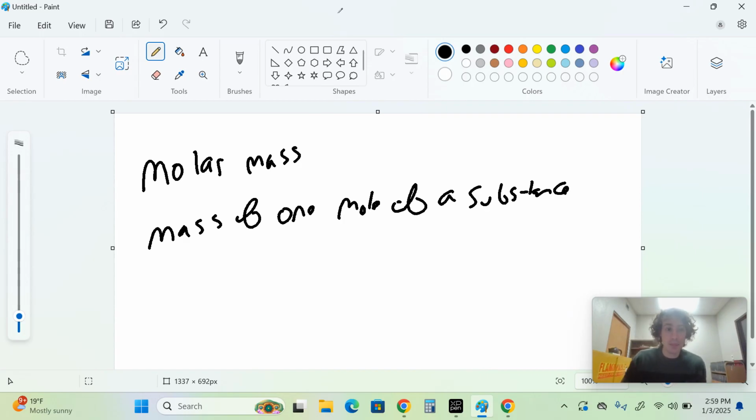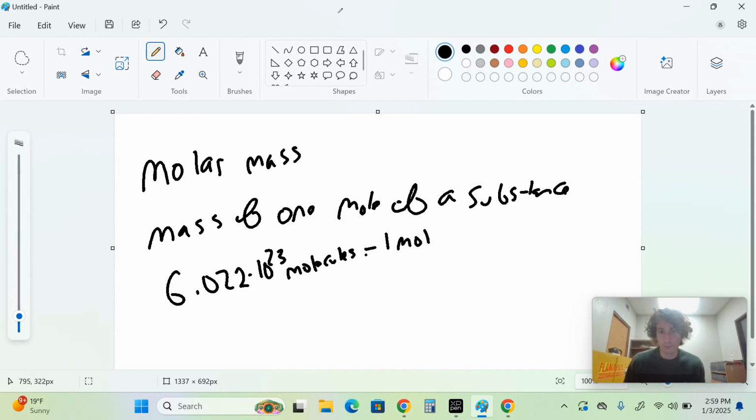Okay, so basically 1 mole means I have 6.022 times 10 to the 23rd molecules of that. We'll just say molecules. It could be atoms as well, but that's fine. Molecules is equal to 1 mole, which is equal to 1 molar mass of that substance.